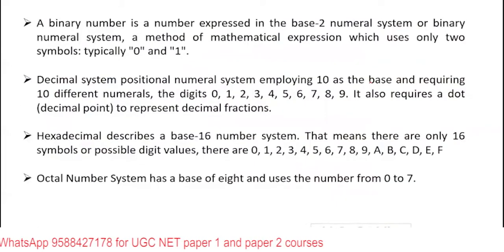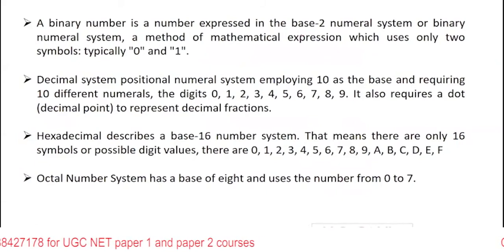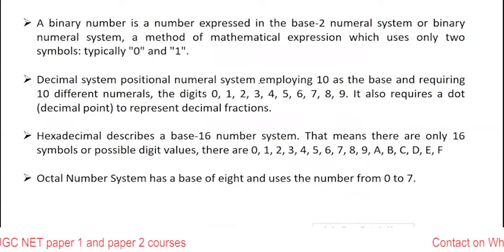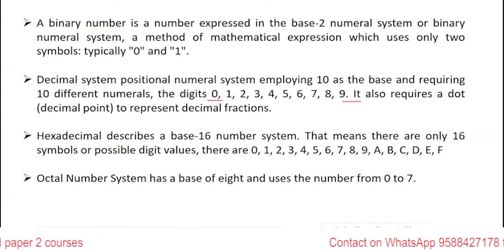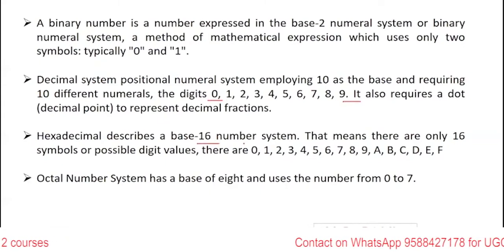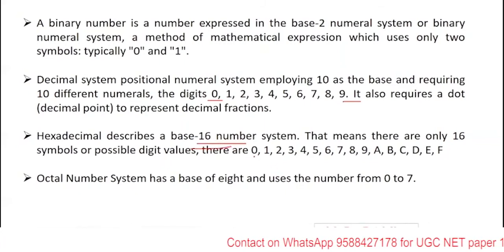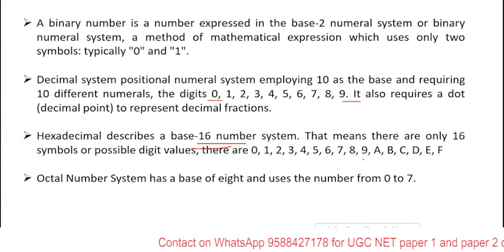Then coming to the number systems: the binary system has a base of 2, that is 0 and 1. When we talk about decimal, it has a base of 10, starting from the number 0 up to 9. When we talk about hexadecimal, the base is 16, so it includes the numbers from 0 to 9, and it includes the alphabets A, B, C, D, E, F.